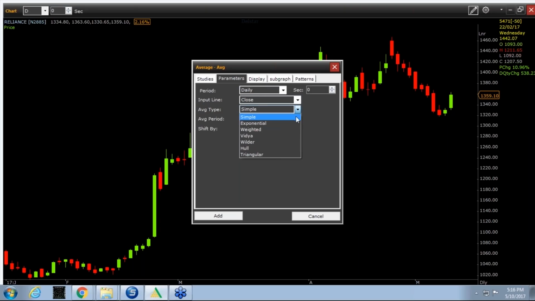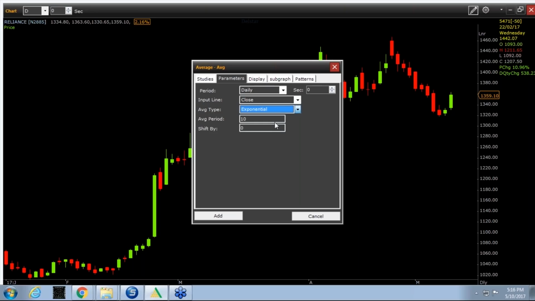So the input line, let it be the close, because generally what happens is that most of the people who use the averages, they take the closing. Now, what type of average do you want? Do you want a simple average, exponential? There are different types of averages. So generally for short term, you should always use exponential averages.